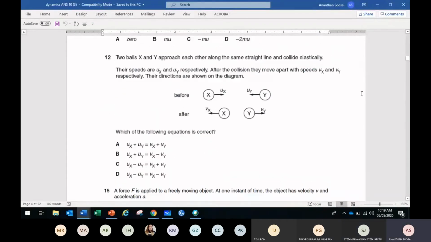Okay, this one, 12. Let me answer. A. Good, so all of you should be A. UX minus UI, because UI is to the left, so UI itself must be negative. So UX plus UI must be equal to VY. VY, because to the right, only change sign. VY minus VX, because VX is to the left. Anything to the left, you must change the sign. So the answer should be A.